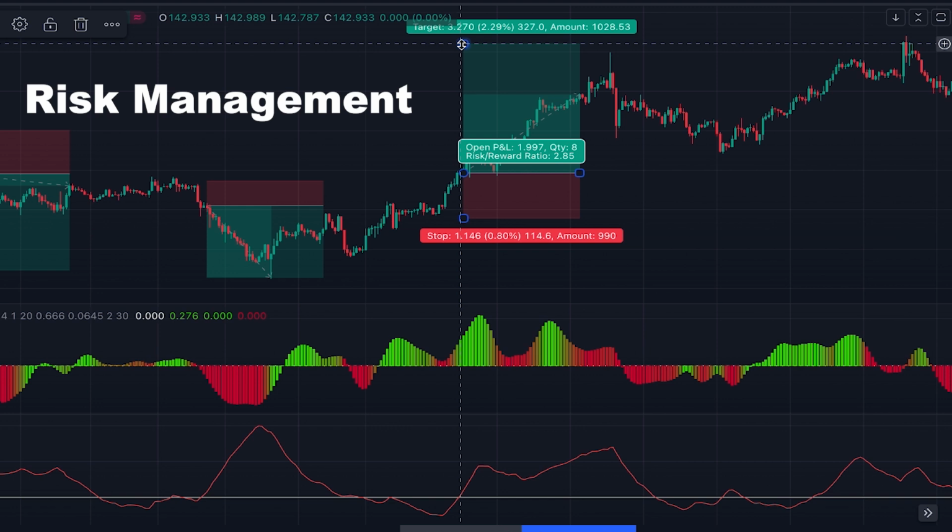There is a risk management strategy that is called the 1% rule, and it's one of the best risk management strategies. I have a complete guide on this. The link is also placed in the description, and I highly recommend you to watch it because without a proper risk management strategy, you cannot become a successful trader.